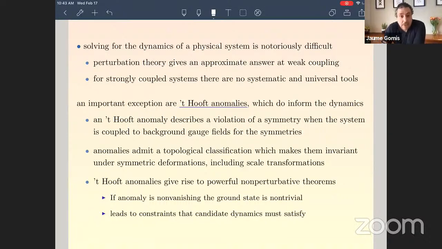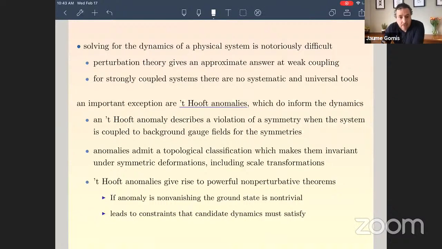But so what is the 't Hooft anomaly? The 't Hooft anomaly essentially is a violation of a symmetry when we couple the system that you're interested in to background gauge fields for those symmetries. Okay. And you see some kind of violation of the Ward identities, if you wish, of your system.